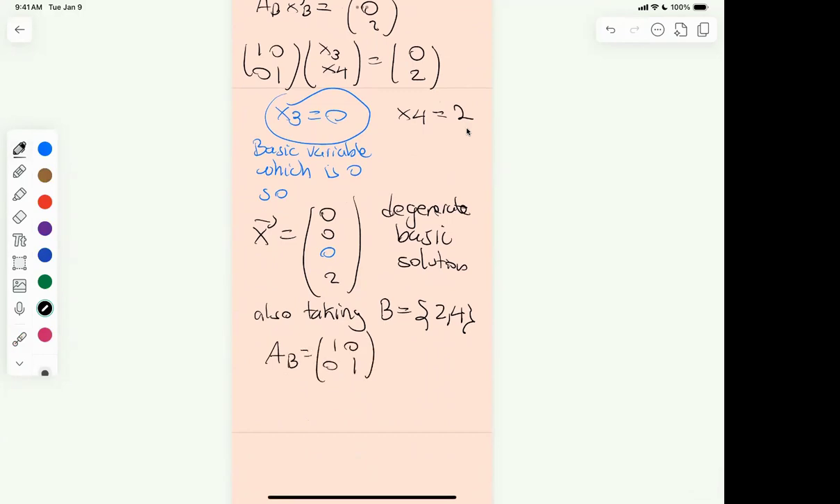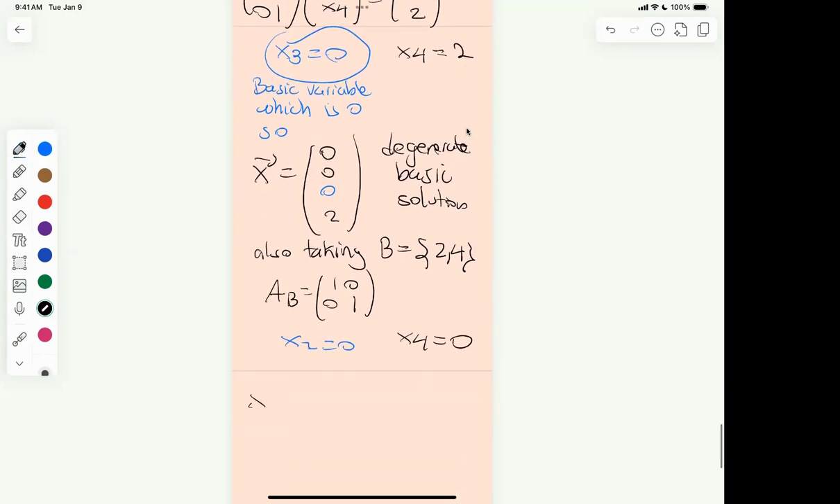So in this case, you would find that for 2, 4, x2 has to be 0 because nothing has changed. So x2 has to be 0 and x4 has to be 0 here. So in this case the solution would be 0, 0, 2. Okay, which is the same as the vector from before.